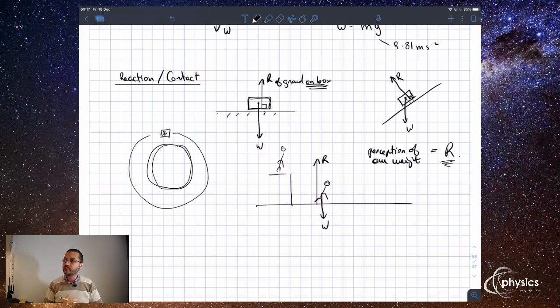How much do you think the reaction on the astronauts there is? Zero. The reaction is zero. In fact, they can float. Why can they float? Because they don't need to touch the ground, because they don't have a reaction on themselves. That is why they feel weightless, because there's no reaction.